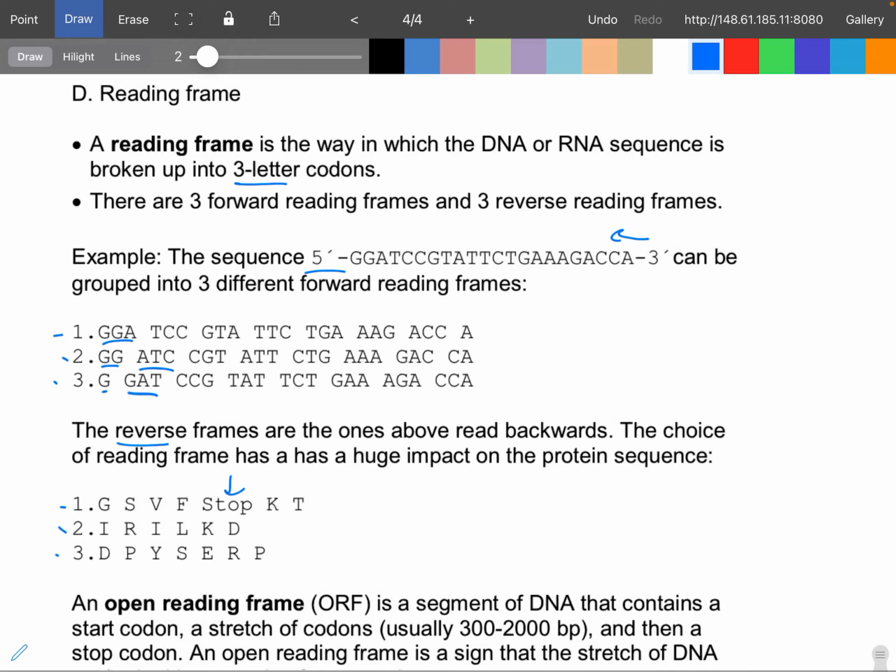But if we were looking instead at a non-coding strand, the antisense strand, we might consider the reverse reading frames as well. But for our purposes, we're pretty much always going to be looking at the sense strand.